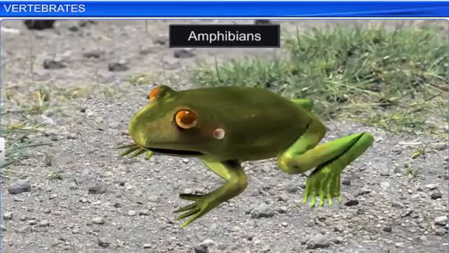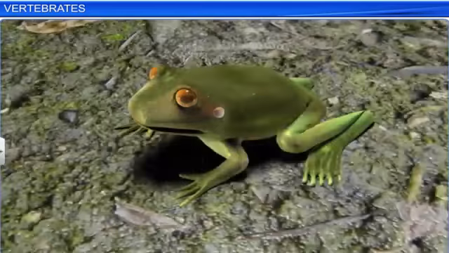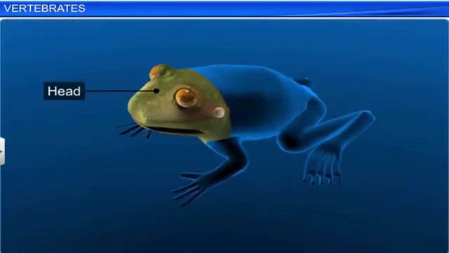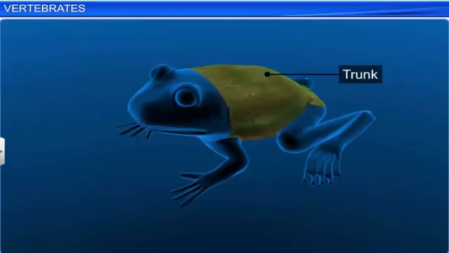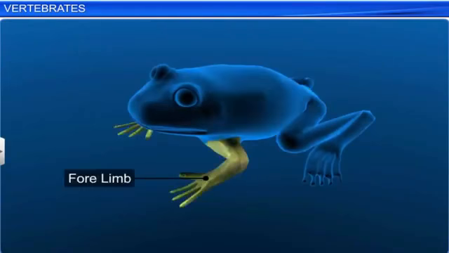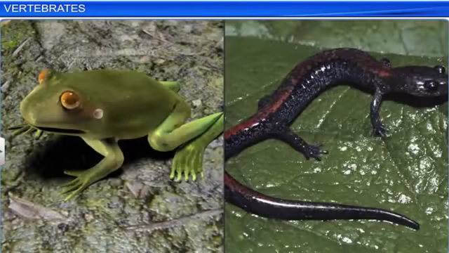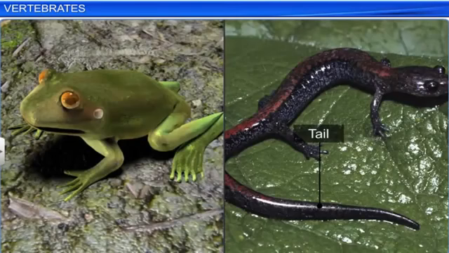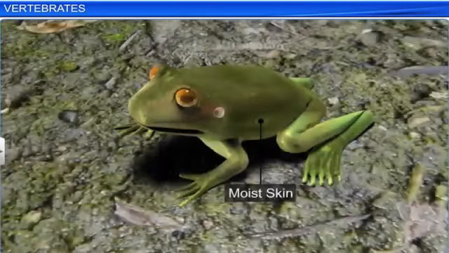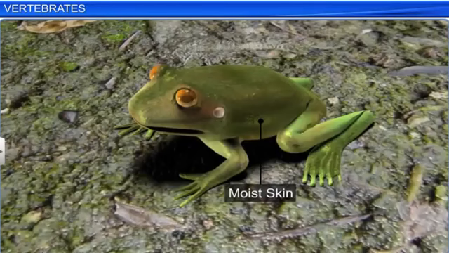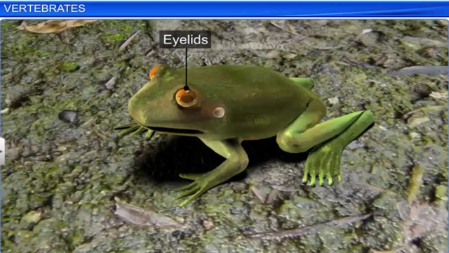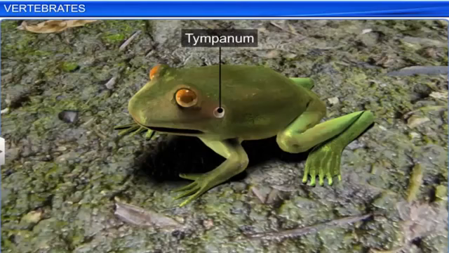Amphibians are adapted to aquatic as well as terrestrial habitats. Their body is divided into a head and trunk. While most of them have 2 pairs of limbs, some don't have a tail while others do. Their skin is always moist and lacks scales. Their eyes are covered by eyelids. Behind the eyes is a pair of tympanum, which represents the ears.